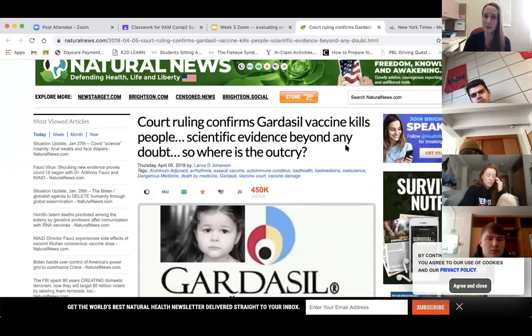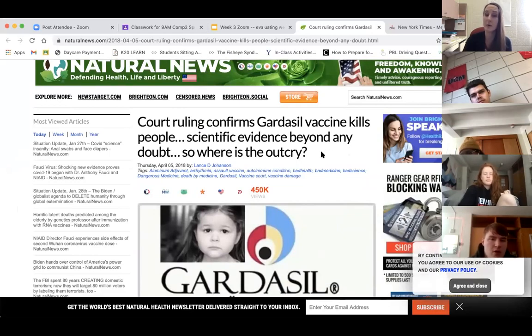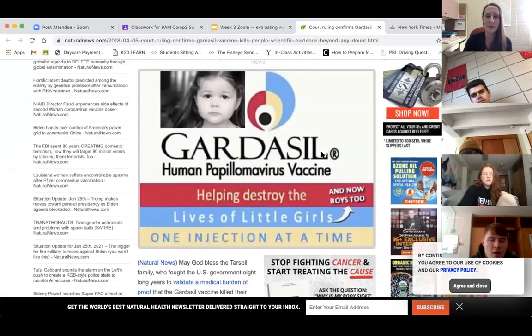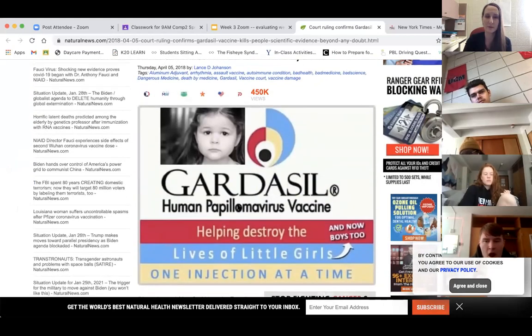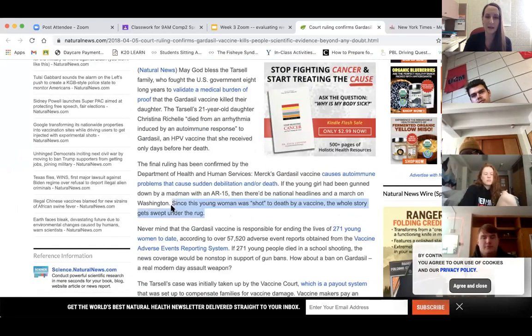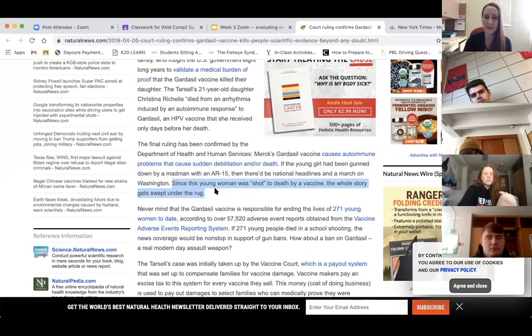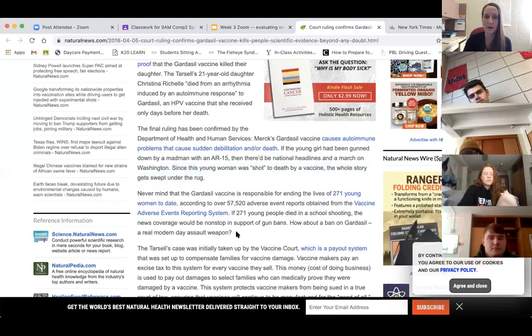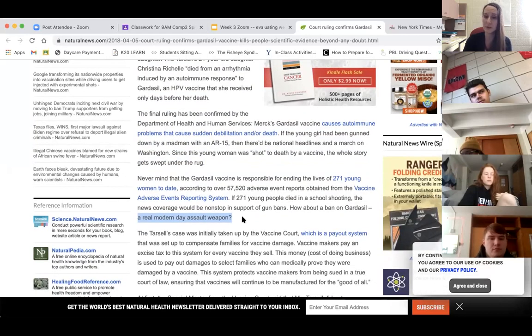Even within the article, you can notice some language that's kind of problematic because it's so emotional and extreme. This article is about the Gardasil vaccine, and they use things like the young woman was shot to death by a vaccine. The story gets swept under the rug. They call Gardasil an assault weapon, a modern day assault weapon. So it's a very emotionalized piece.